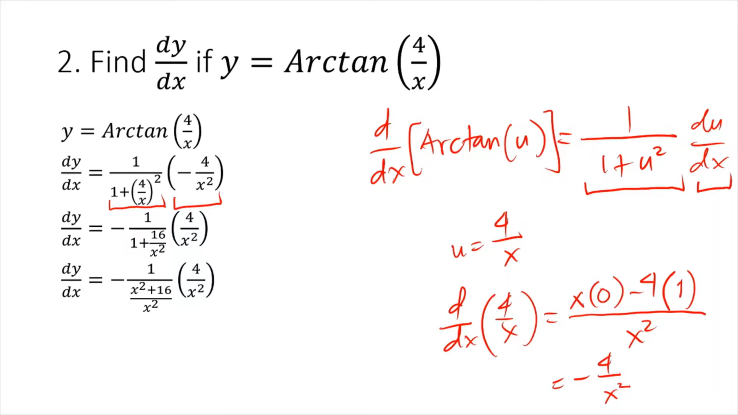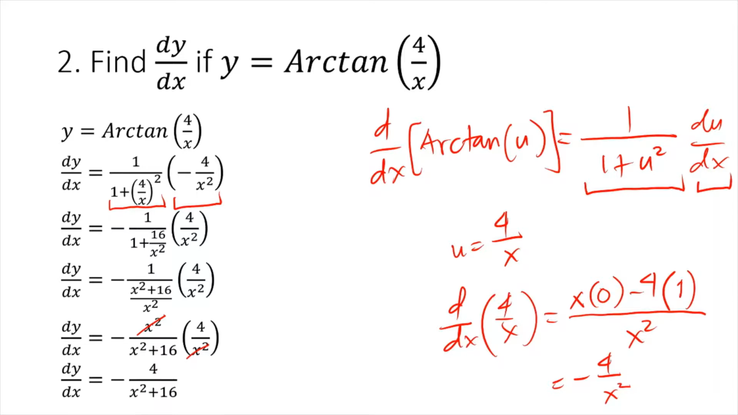And then since we have a fraction in the denominator, this is equivalent to negative x squared over x squared plus 16 times 4 over x squared. We can now clearly see that we can cancel out x squared. And so the final answer is negative 4 over x squared plus 16.